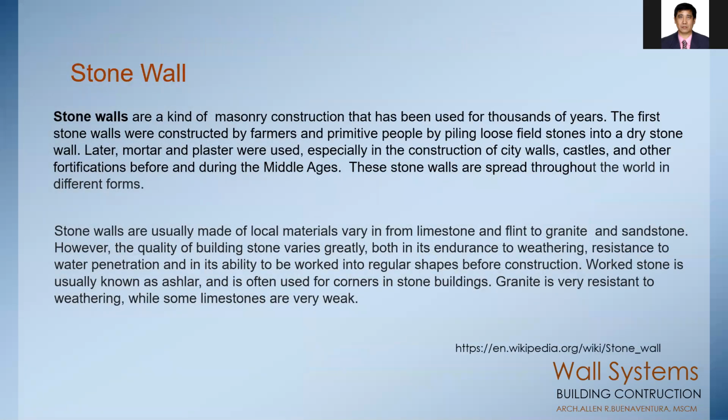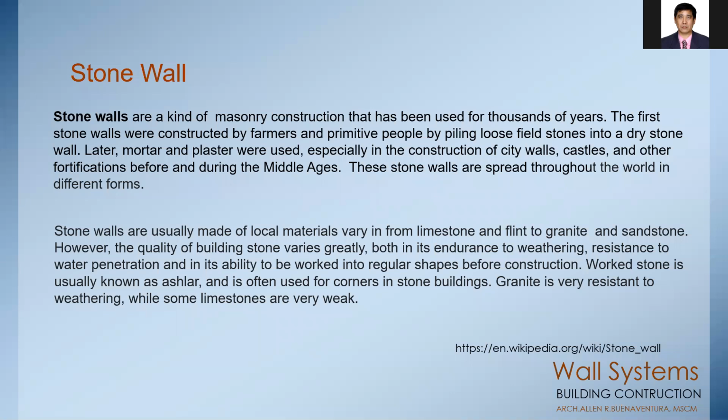Now we have the stone walls. Stone walls are a kind of masonry construction that has been used for thousands of years. The first stone walls were constructed by farmers and primitive people by piling loose filled stones into a dry stone wall. Later, mortar and plaster were used, especially in the construction of city walls, castles, and other fortifications before and during the Middle Ages. These stone walls are spread throughout the world in different forms.